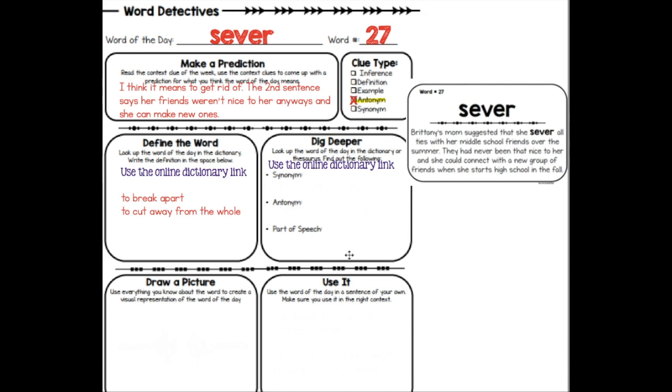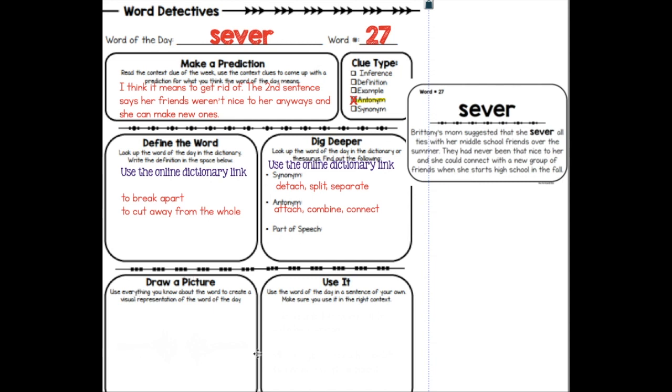The next box is to dig deeper. You're going to look up the word of the day in the dictionary or thesaurus to find the following: a synonym, so words that mean the same, an antonym, opposites, and then the part of speech. We've also linked a thesaurus for you, but if you're doing it all in one day, you can just use the link in the dictionary. So the synonyms, words that mean the same: detach, split, or separate. The opposites, antonyms: attach, combine, and connect. And part of speech, apparently I don't have that today.